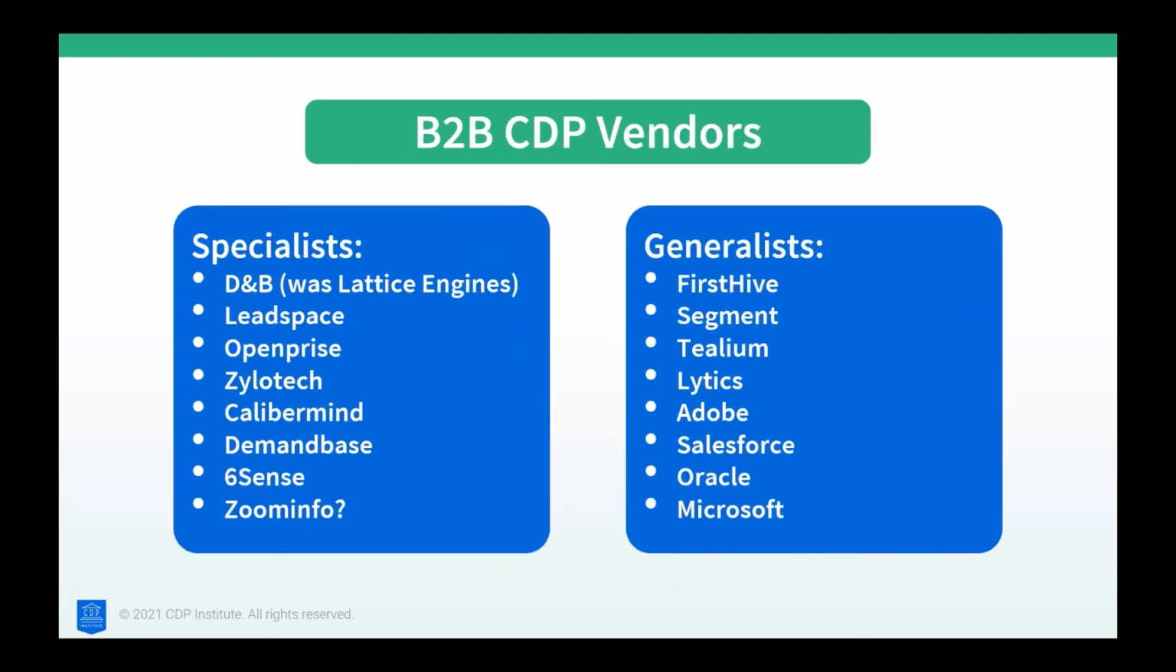So you may ask, okay, that's very nice. Who are the vendors that I actually would want to think about? Fair enough. So there are some specialists. These are guys who really just do B2B, primarily Dun & Bradstreet, of course, which bought a company called Lattice Engines a couple of years ago. And now I think it's named the B2B CDP. They hired the people who named our CDPs, I think.